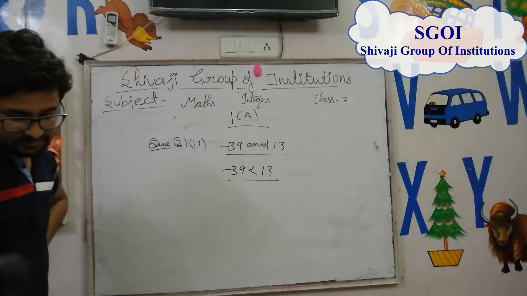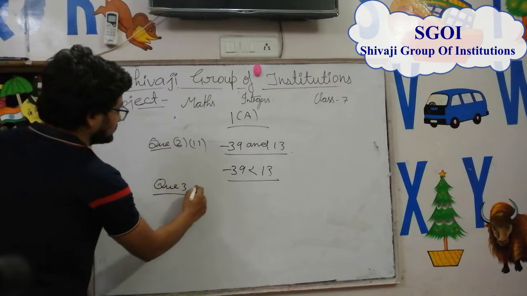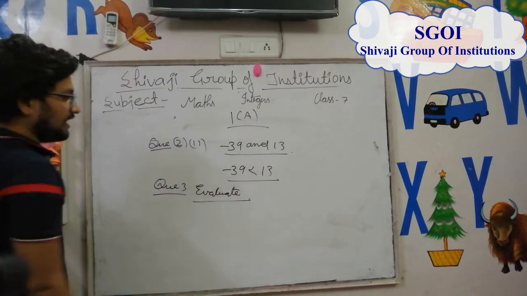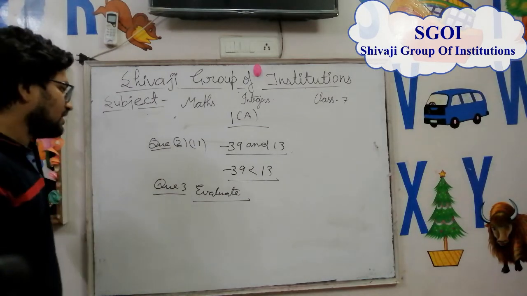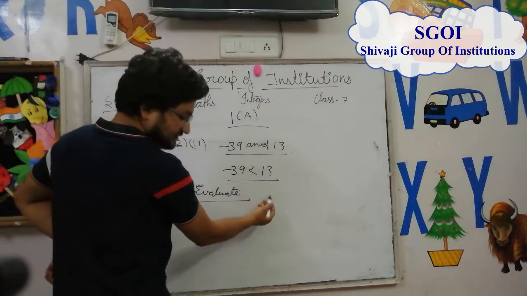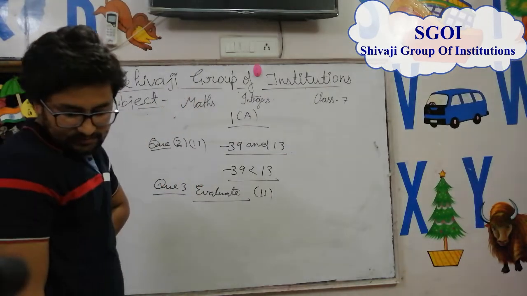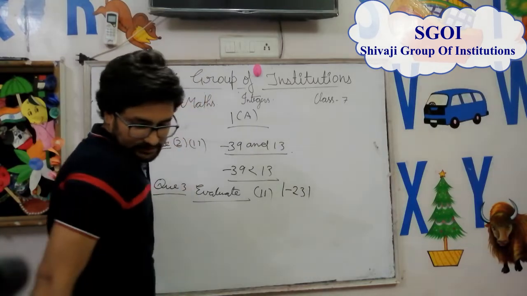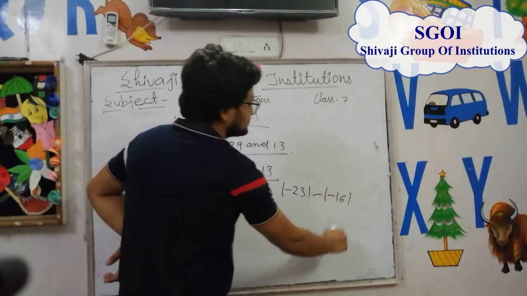Moving further to question number 3, it says evaluate, and it has questions related to absolute values. I would be doing one question for you, for example part number 2. In part 2 it says absolute value of minus 23, then minus absolute value of minus 16.